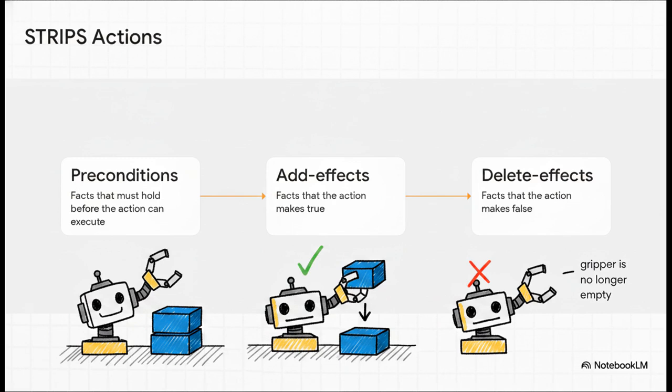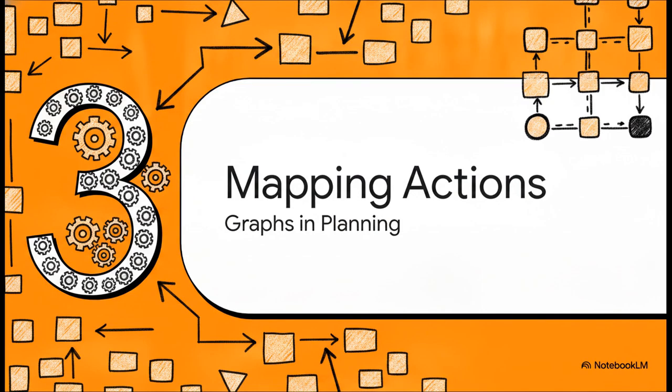If a robot picks up a block, the precondition is that its gripper has to be empty. The add effect? Well, it's now holding the block. And the delete effect? The gripper is no longer empty. It's wonderfully simple, but it forces absolute logical clarity. So now that we have our atomic action, how do we actually sequence it together with others?